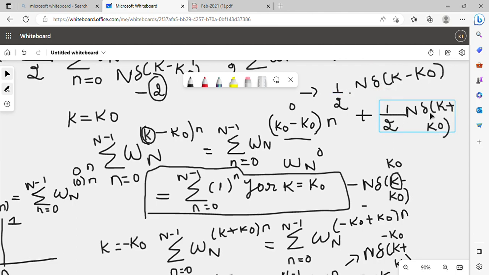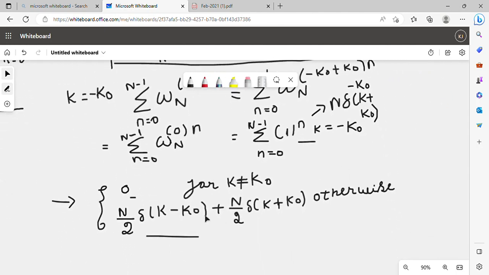Here it is n by 2 delta of k plus k naught, because the n gets multiplied to the 1 by 2 here, wherein I get n by 2 into delta of k minus k naught, and n by 2 into delta of k plus k naught. That is what I wrote here: n by 2 into delta of k minus k naught plus n by 2 into delta of k plus k naught for k equal to k naught and k equal to minus k naught, and zero otherwise, for all other values. And this is that particular question.